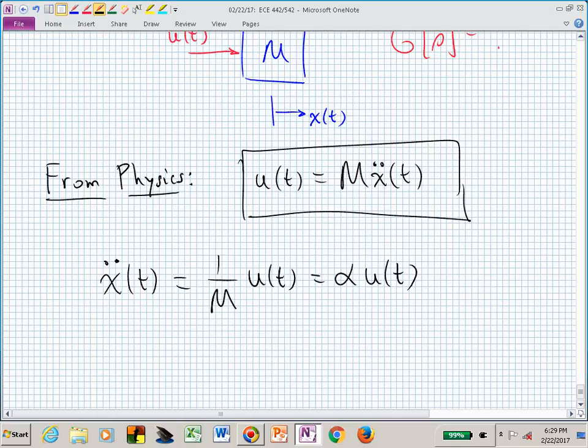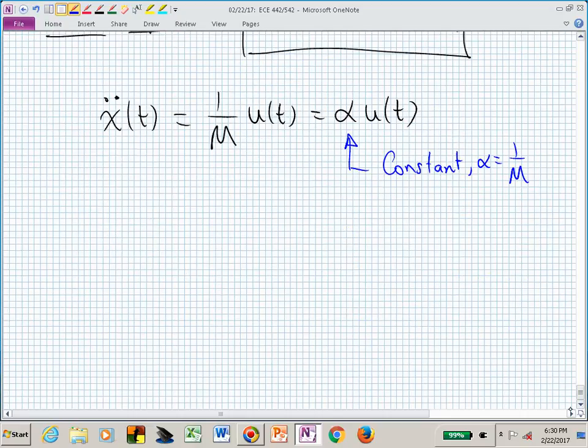And U of T is not the unit step. Is that clear? This is now a force. That's just a force that I'm applying. It's the generic input, and I'm calling this alpha, a constant that's equal to 1 over m. There's my time domain dynamics of a pure mass. I can tell you the acceleration if you tell me the mass, which you're telling me alpha, and the force that you're applying.